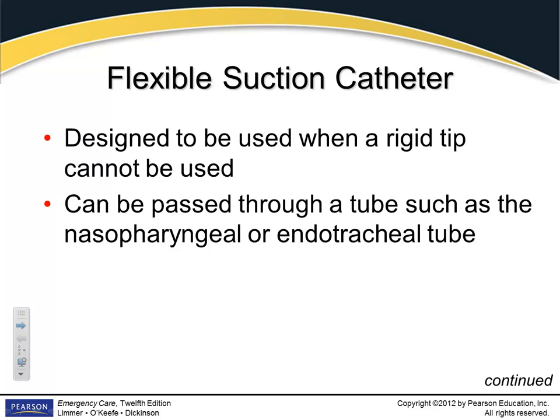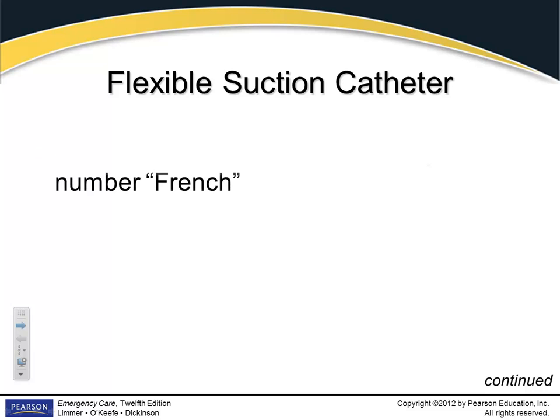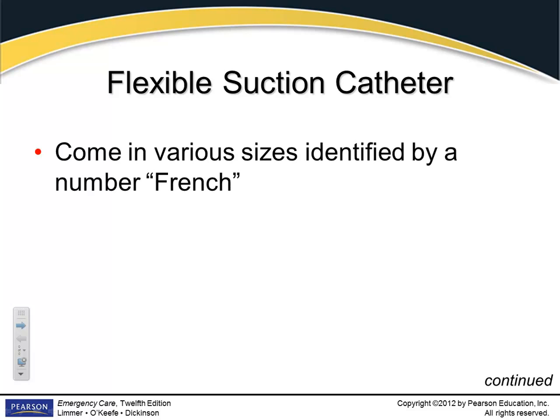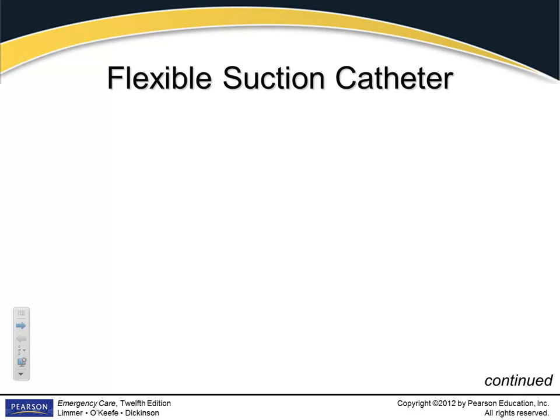What type do they use when they suction out the lungs? They're going to use a French tube, just like I described. It can be used for suctioning the nose too if you need to. They come in different sizes. We call them French. The larger the number, the larger the catheter. And that's opposite from when we talk about IV catheters.